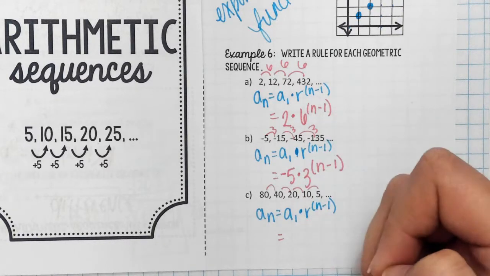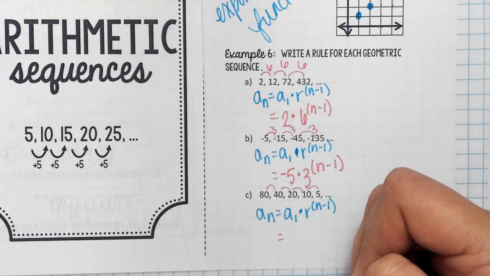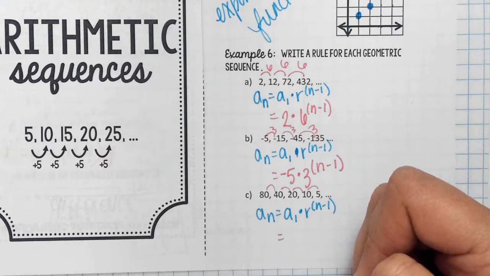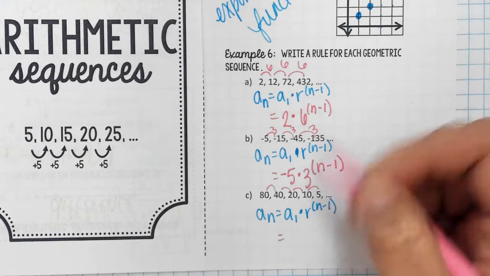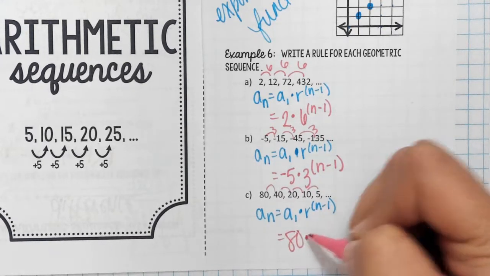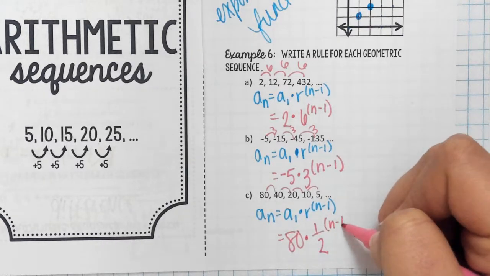All right, so what is a sub 1 for C? Troy, did you give y'all a point because Ashanti answered? All right, what's the first term on C? 80 times, what's the common ratio here? 1/2 to the n minus 1.